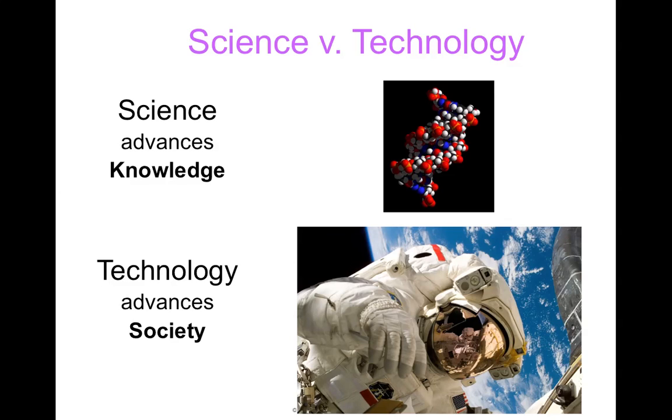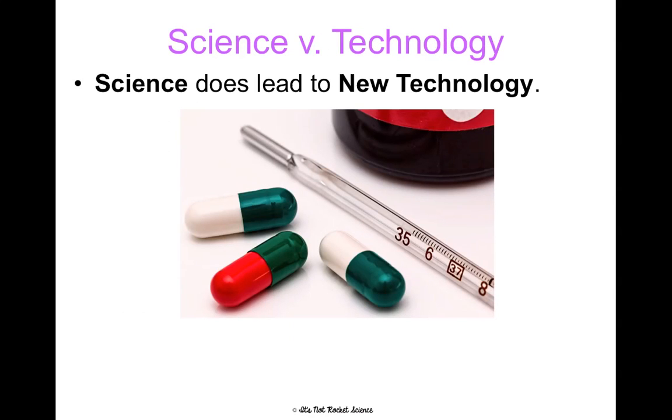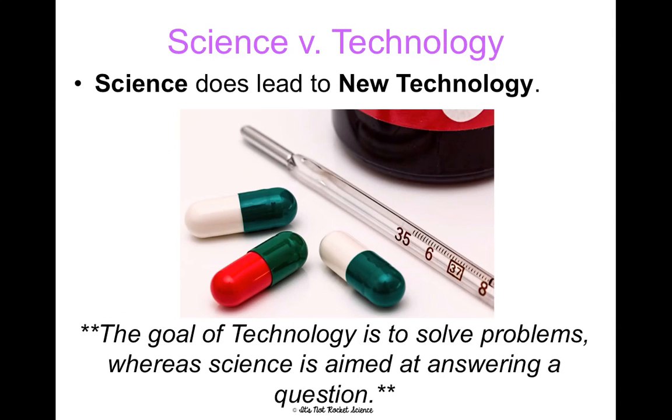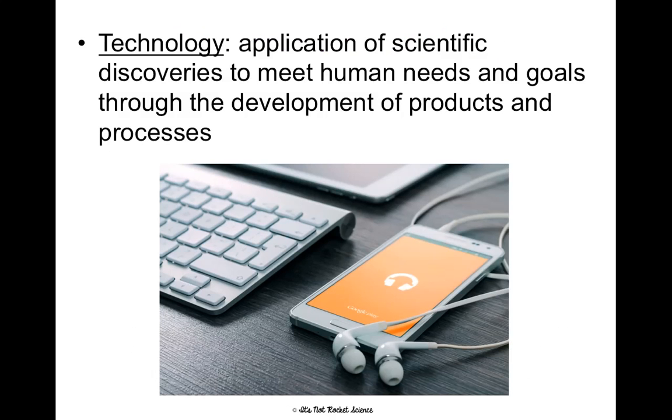But as we saw in Concept 1 looking at the scientific method, that was all about how to make an investigation to explore something, whereas technological design can be a little bit different, since they do different things. Science does lead to new technology though, so these two things are very related, especially for medicine, which you'll see. But what's really important is that the goal of technology is to solve problems, whereas science is more aimed at answering a question. So that's a distinct difference we're going to look at.